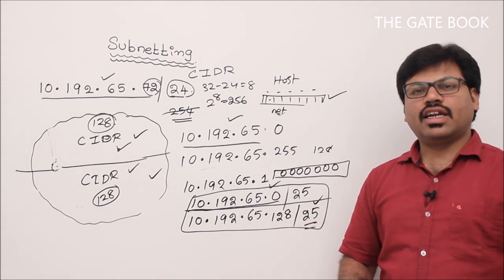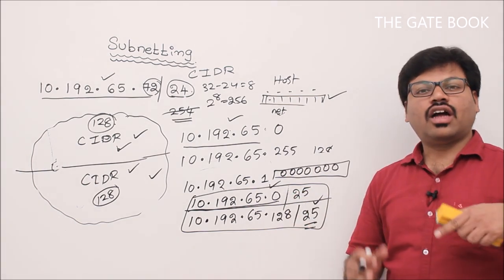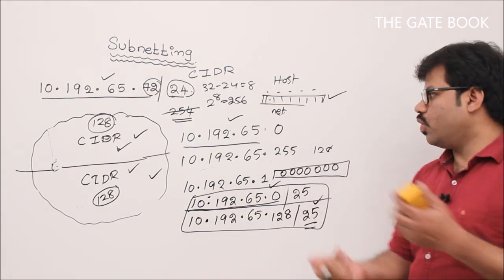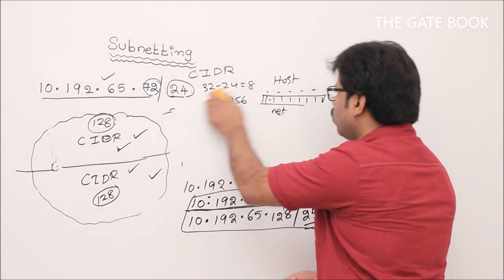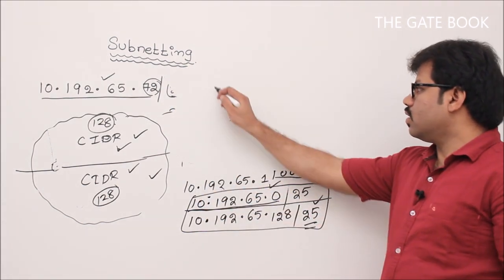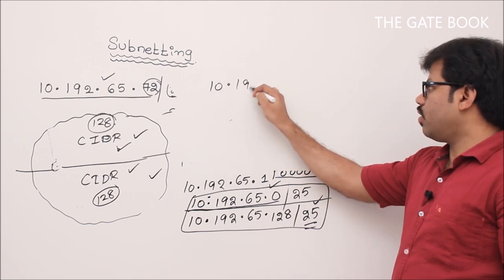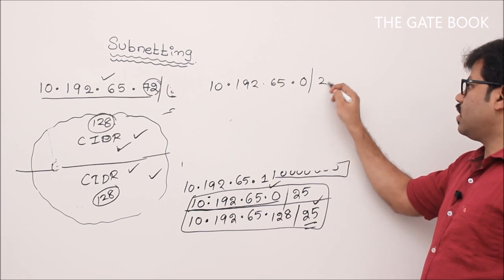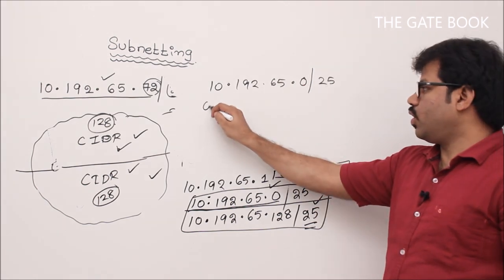Now, sir, I would like to focus on this CIDR network 1, and I would like to know what is the starting address and what is the ending address and how many addresses we have in this network. I want to know, sir. Simply know it. We have a formula for it. Let's use it. Okay. Let's begin. First of all, the CIDR notation is 10.192.65.0/25.